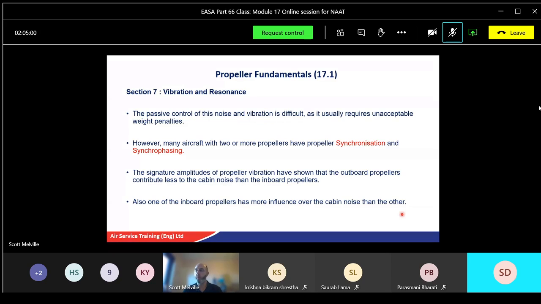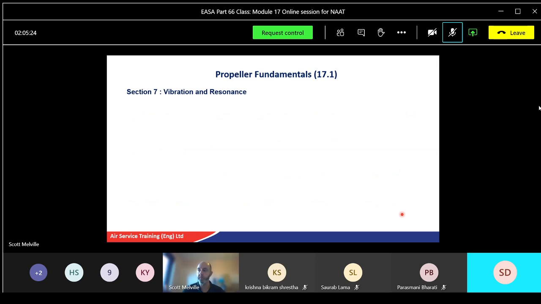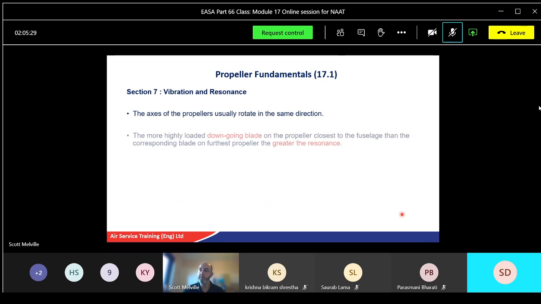So also, one of the inboard propellers has more influence over the cabin noise than the other. They could have both engines going the same way, but normally they contra-rotate, one goes clockwise and one anti-clockwise, but most of them will go the same direction. So the blades coming down closer to the fuselage, usually the left-hand one, will cause more vibration than the one going away from the fuselage. The propellers usually rotate in the same direction.